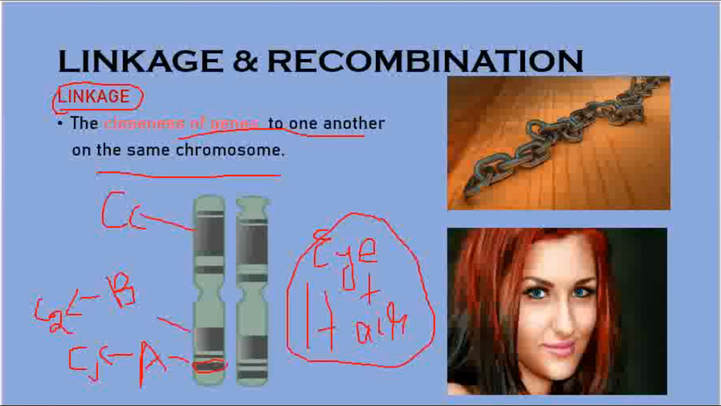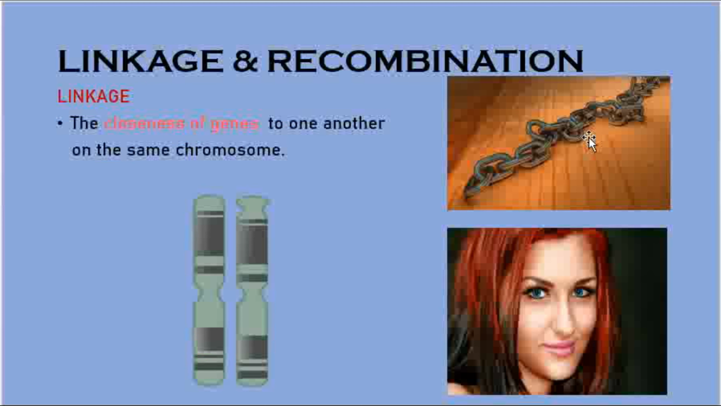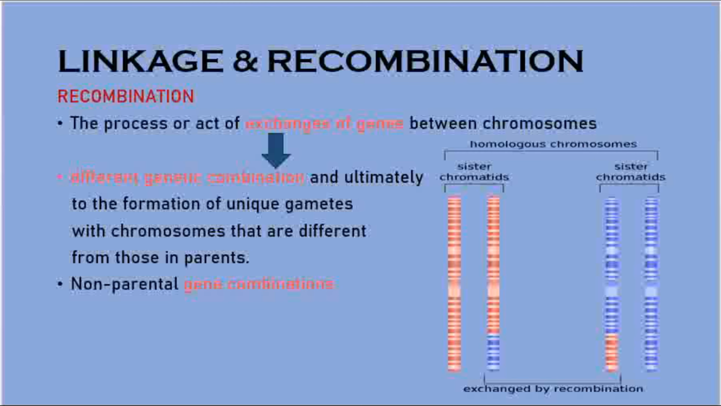Even blonde hair and blue eyes: if they are the same in the parent and the offspring, we can say it is due to the linked genes, because the genes are associated with each other. Or brown hair and brown eyes: if it is the same in the parent and the offspring, you can say it is due to the linked genes present in the chromosome. So this is about linkage. Next we'll discuss recombination.